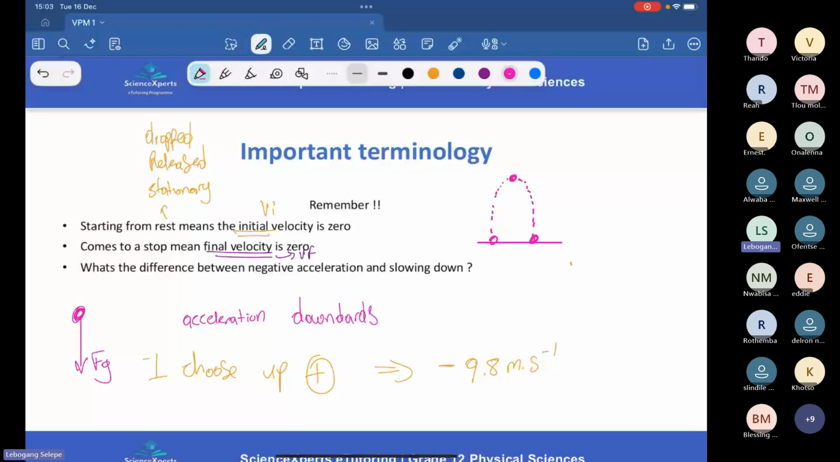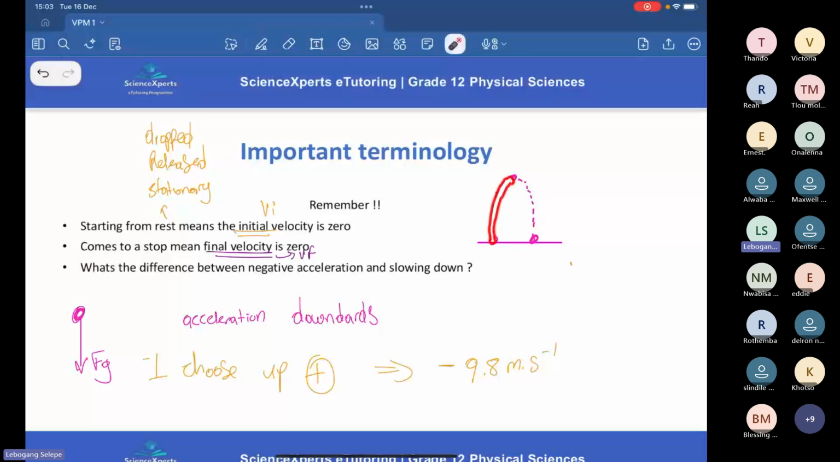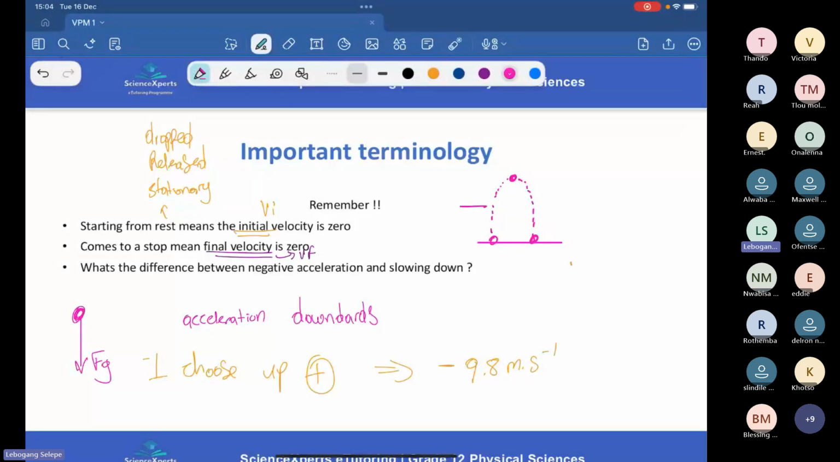Now I'm going to ask you, as the object moves up, do you think it's slowing down or speeding up? Common sense only. Slowing down. I agree with slowing down. Because if it was speeding up, then it means that the objects that we throw up would never come back. Do you all agree?